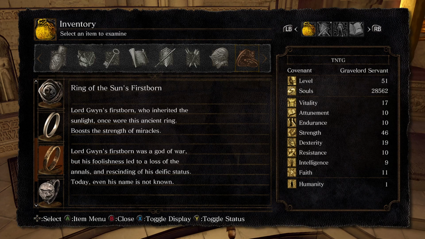Ring of the Sun's Firstborn. Lord Gwyn's firstborn, who inherited the sunlight, once wore this ancient ring. Boosts the strength of miracles. Lord Gwyn's firstborn was a god of war, but his foolishness led to a loss of the annals, and a rescinding of his deific status. Today, even his name is not known.